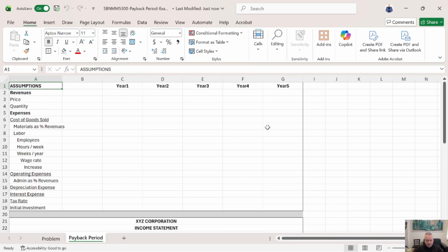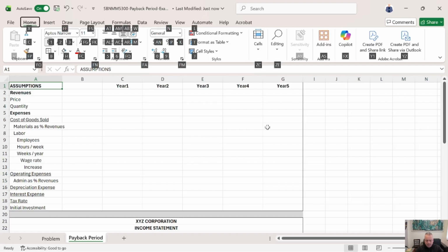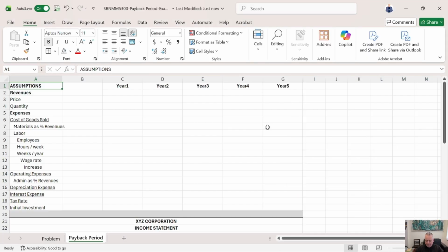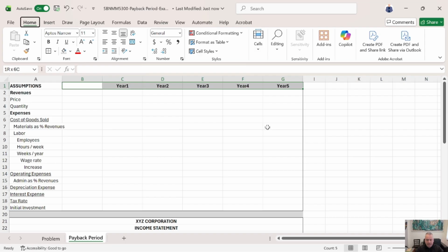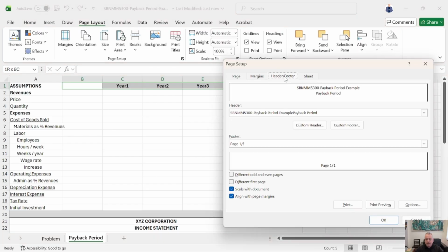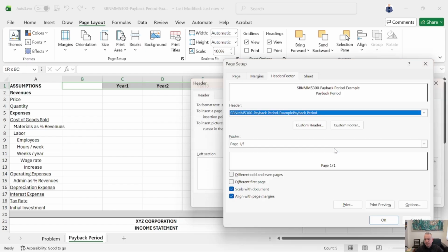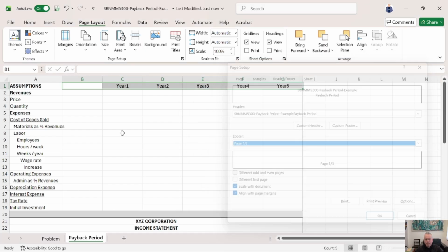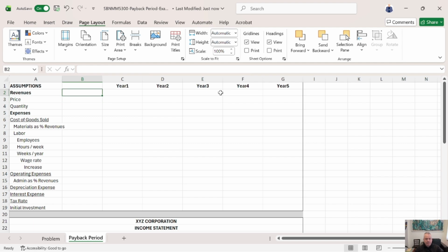Just for the sake of showing you too, let's look at some of the structural elements. I've got column A at 20, I have B through G at 15, and I have my headers and footers set up as per normal. And now I'm going to get inside of these assumptions.